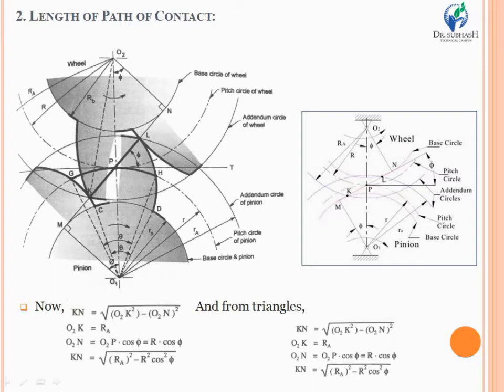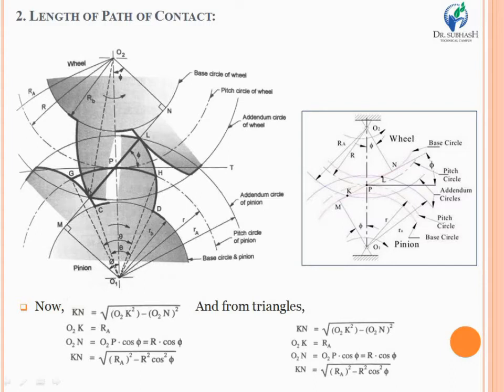Now before deriving the relation, let's clarify some geometric parameters. Small r is the pitch circle radius of the pinion, and capital R is the pitch circle radius of the wheel. Small r suffix b means the base circle radius of the pinion, whereas capital R suffix b stands for the base circle radius of the wheel. Small r suffix a is the addendum circle radius of the pinion, whereas capital R suffix a stands for the addendum circle radius of the wheel.